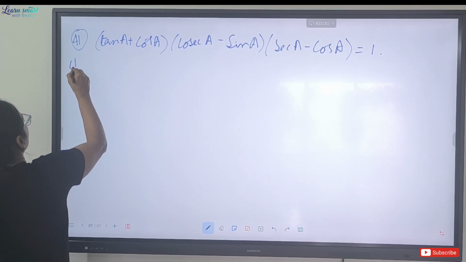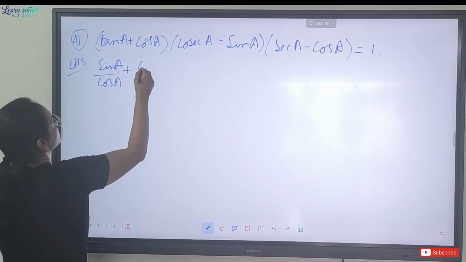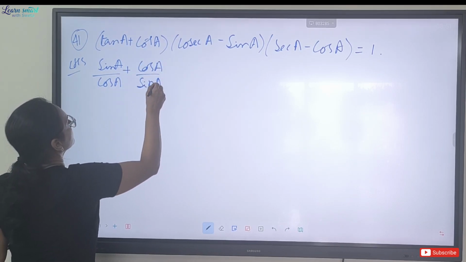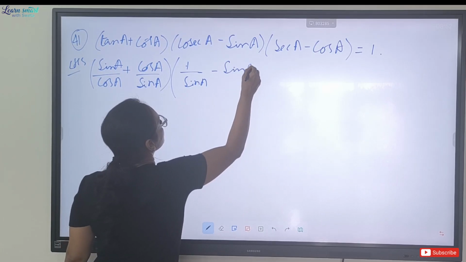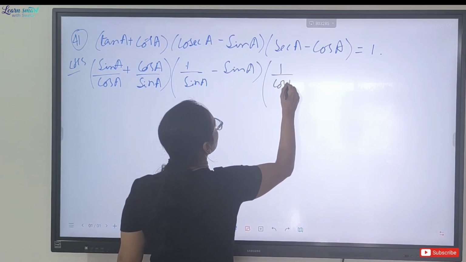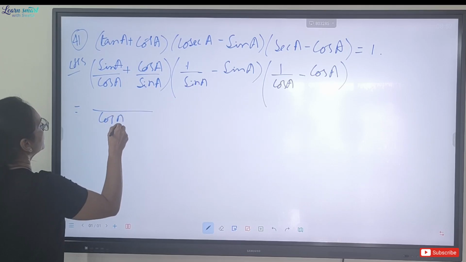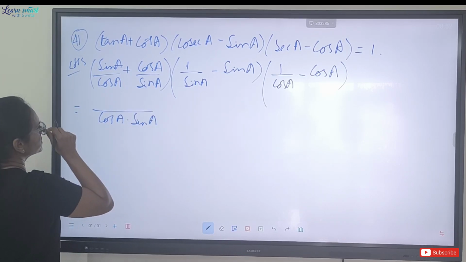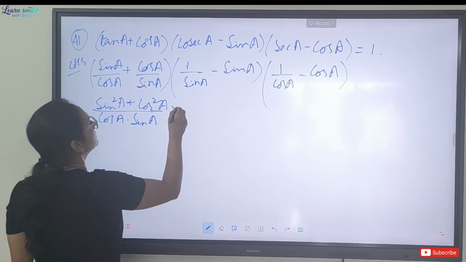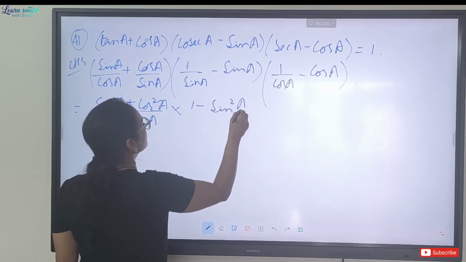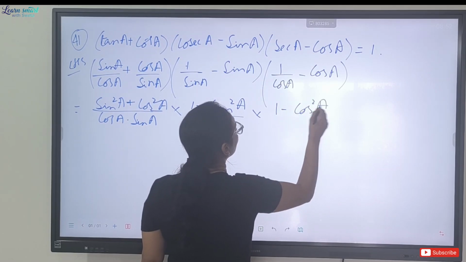Let's solve this question. And in the same manner, let's write tan as sin by cos: sin A by cos A plus cos A by sin A, into 1 by sin A minus sin A, into 1 by cos A minus cos A. Now, only simplifying, so cos A into sin A. So we get sin square A plus cos square A. And here 1 minus sin square A by sin A. And here 1 minus cos square A by cos A.